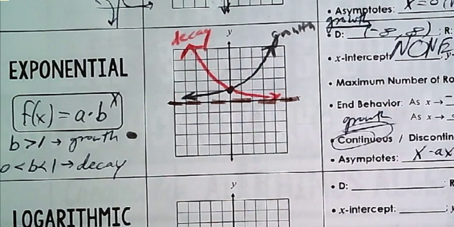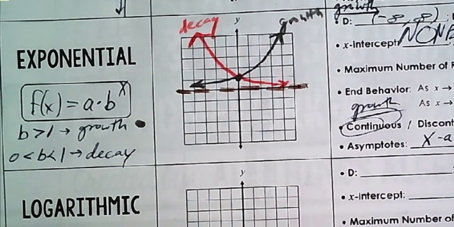Alright, last one. Logarithmic. Logarithmic functions and exponential functions are inverses. In other words, they undo each other. Just like inverse operations, division will undo multiplication. Addition will undo subtraction. Square rooting will undo squaring. Cube rooting will undo cubing. Logarithms will undo exponential functions. Exponential functions will undo logarithmic functions. So they are inverses. This is the function.